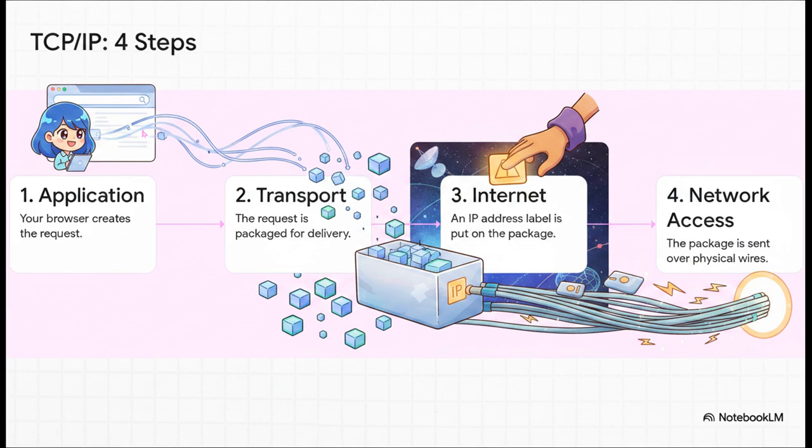First, your browser writes the letter. That's the request. Then, TCP chops that letter up into a bunch of smaller, numbered packages. Next, the IP part slaps a mailing address on each one of those packages. And finally, they get sent out over the physical wires, ready for their journey.